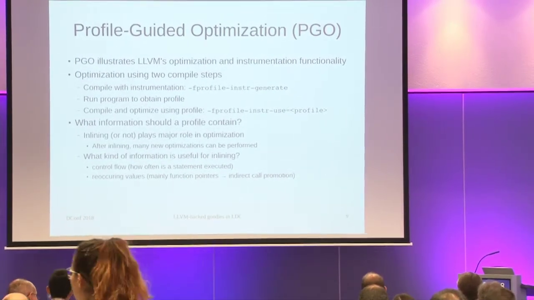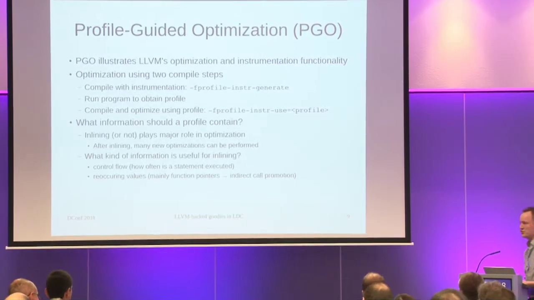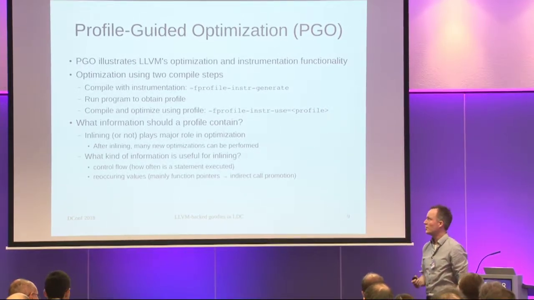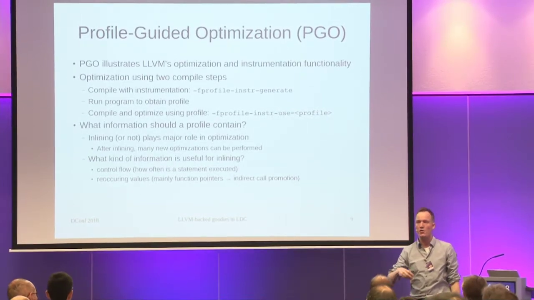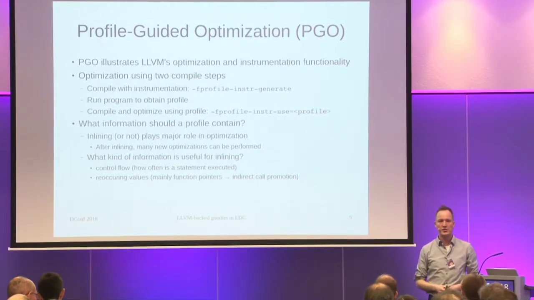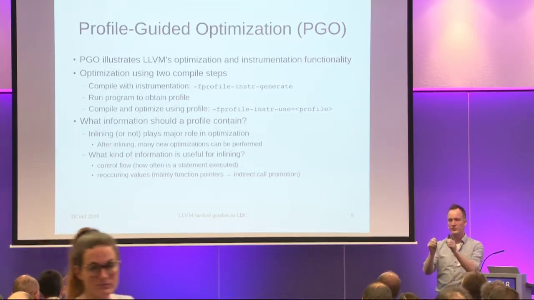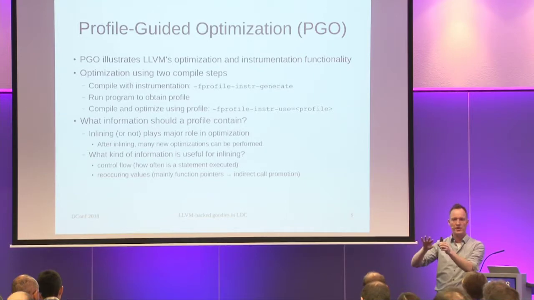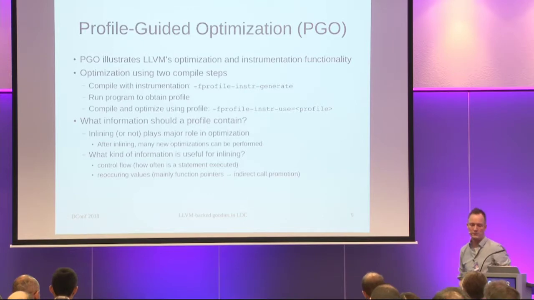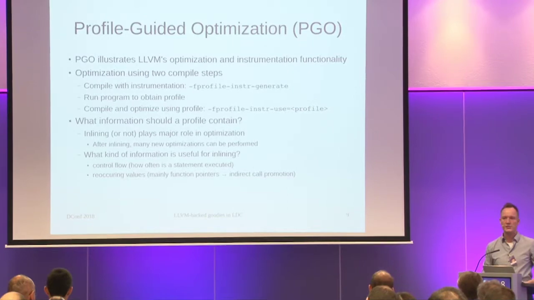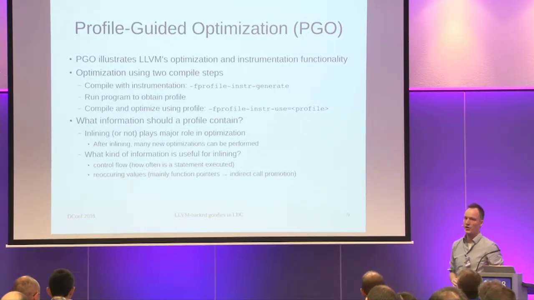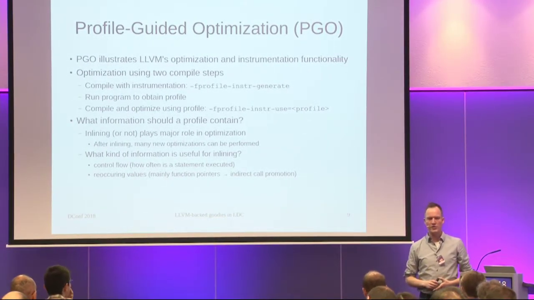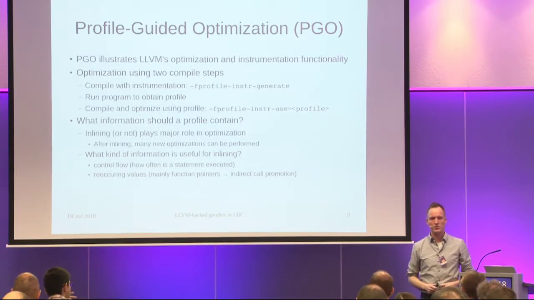So what information do we need in order to make smart inlining decisions? Because inlining can also be bad for performance. And that's basically just control flow analysis. How often is this piece of code executed? Does it make sense to inline it at that point? If you have an if statement, and one branch is never taken, then don't inline anything in that branch. Just inline the stuff that's in the branch that is executed very often. And the other thing that is beneficial to profile is specific values during execution of your program, specifically for indirect function calls, which I'll show an example of.